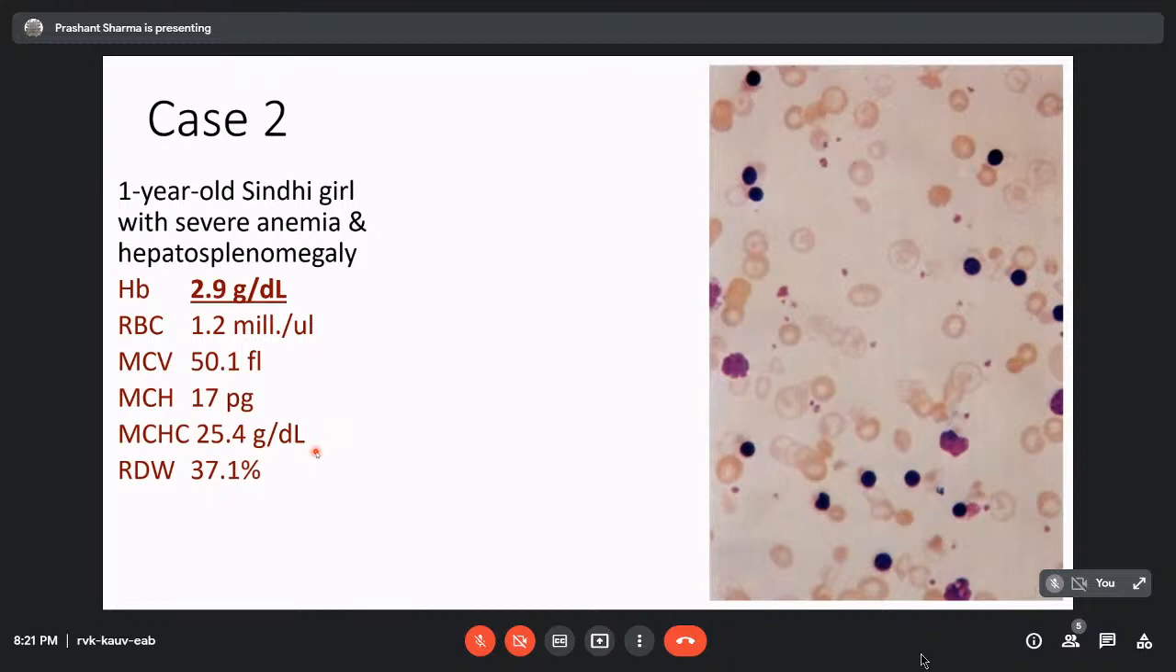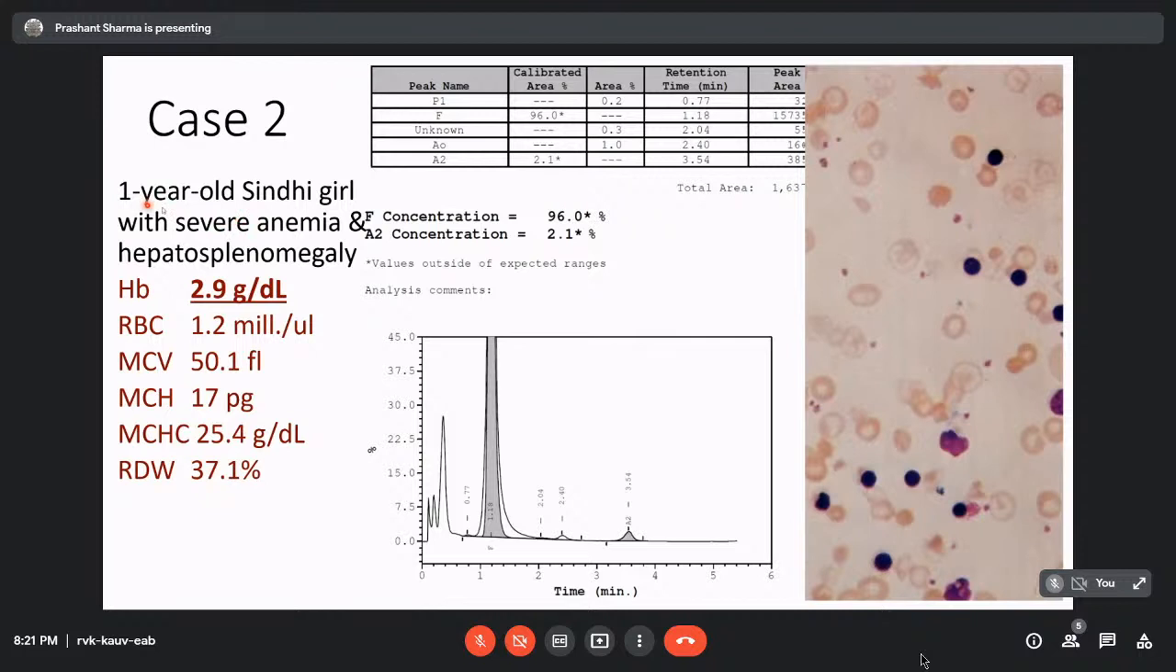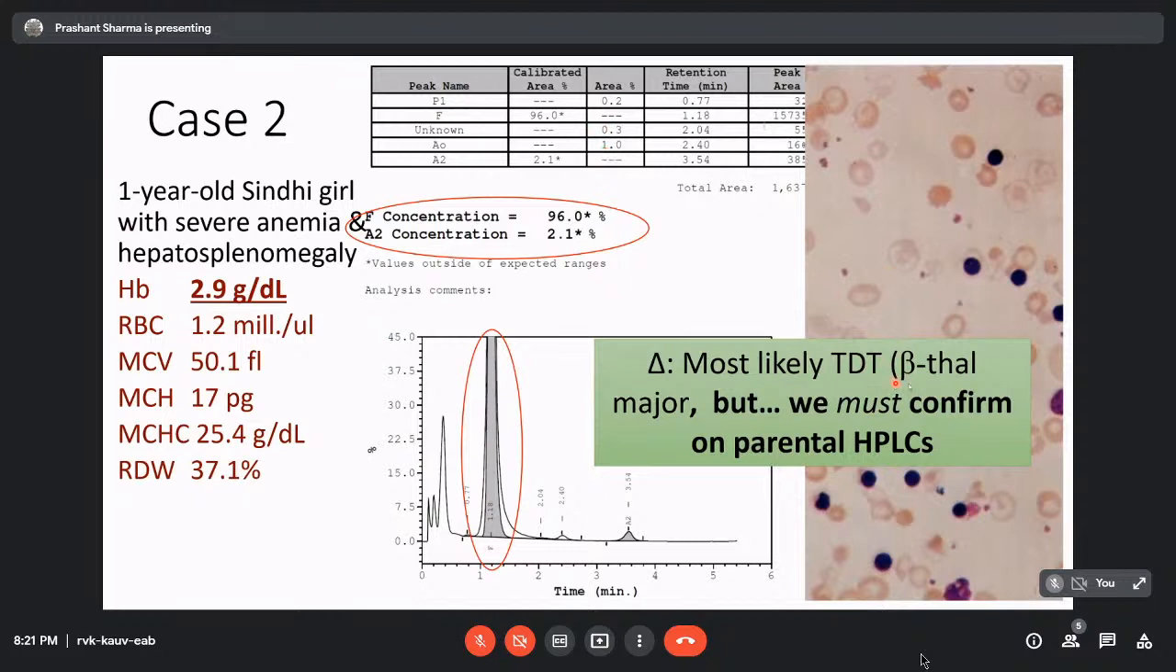And this is her blood picture. Other than the microcytic hypochromic cells, the target cells, we can also see a very large number of erythroblasts. So this was the HPLC which came, and a 1-year-old should have a fetal hemoglobin not more than 5%. Her fetal hemoglobin was 96%, and adult hemoglobin at 1% was virtually absent. So what we're dealing with over here is most likely a transfusion-dependent thalassemia or a beta thalassemia major. At this point, I have to remind you that you must, in this case, also advise parental HPLCs.